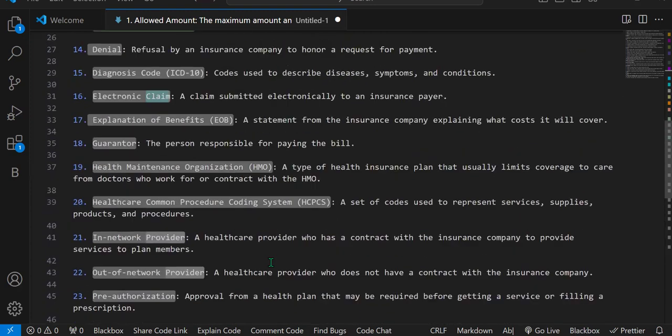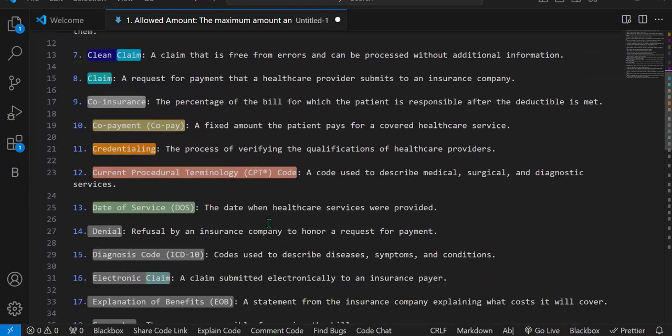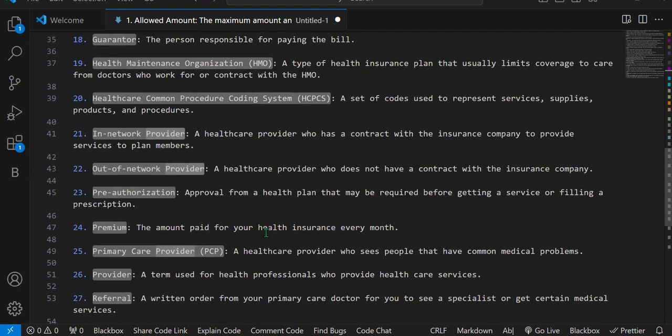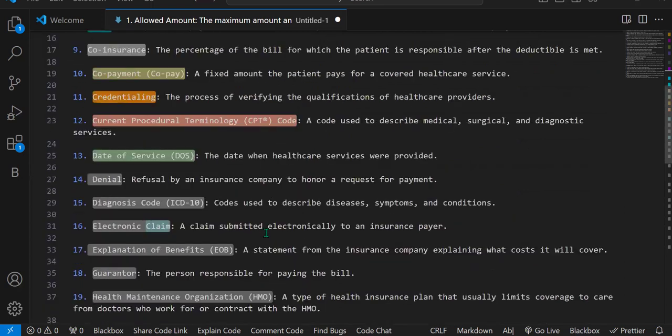I hope you understand the basic terminologies. If you find any repetition, please take it as revising the terminologies. These are the very simple terminologies in medical billing.